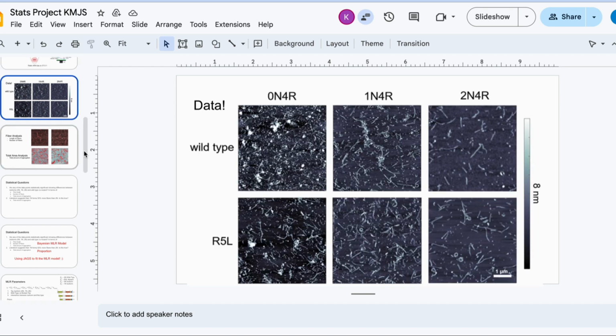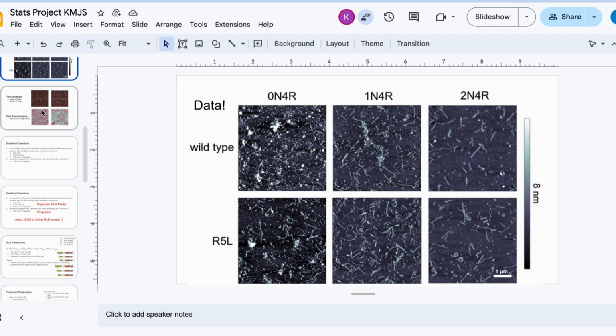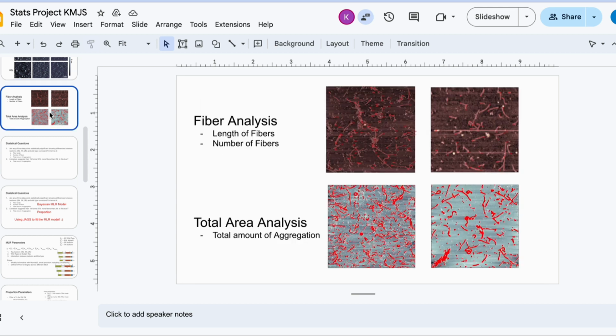So here's my data, and the way that I analyzed it was I individually selected the fibers to find both the length of these fibers and to see the number of fibers per image. And I also found the total area of the surface covered by tau, so I could figure out the total amount of aggregation.